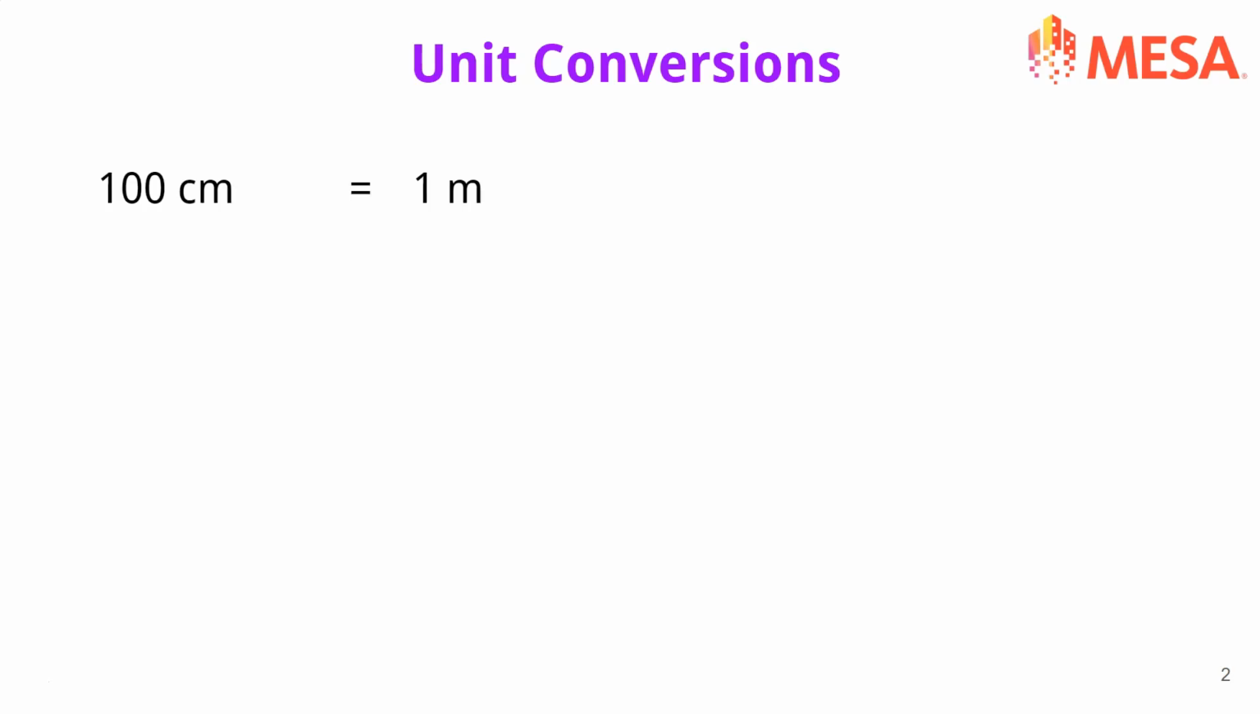So the main ones that you'll see for units when working on the MESA machine will be the following most common ones: 100 centimeters, which is cm, is equal to 1 meter, which is labeled as m. The next one is 1000 millimeters is equal to 1 meter. And the next one is 1000 grams, which is represented as g, is equal to 1 kilogram, represented as kg.